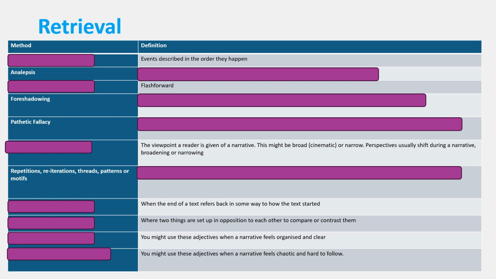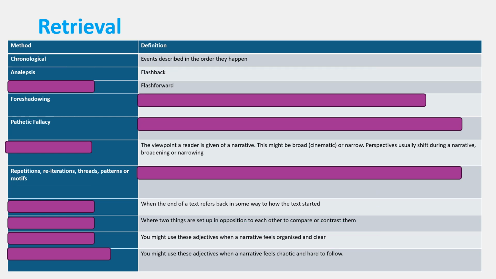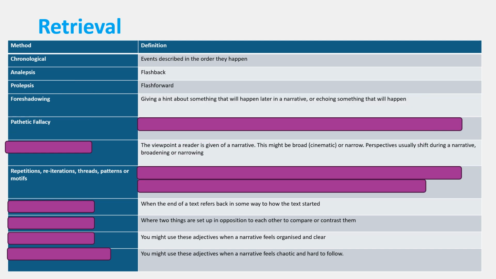Okay, again, I hope you did this rather than just listening to what comes next, because it's by trying to retrieve this information that you will put it into your long-term memory. So events described in the order they happen, well, that's chronological. Analepsis, of course, is flashback. Prolepsis is flash forward. Foreshadowing is a hint of something that will happen in the future.